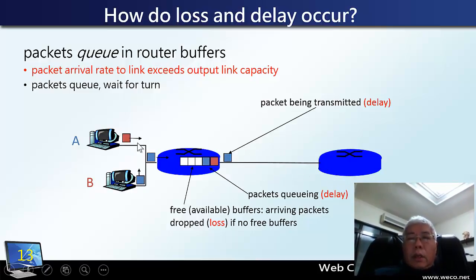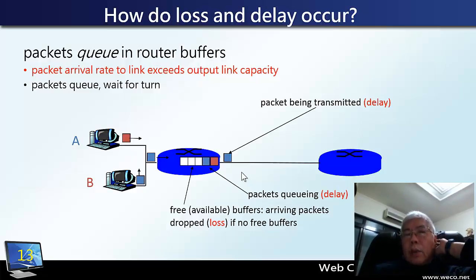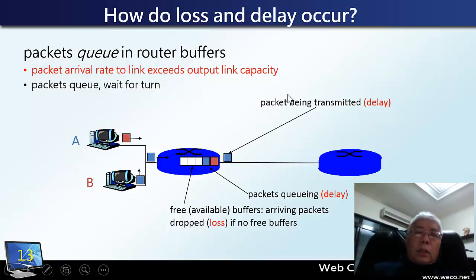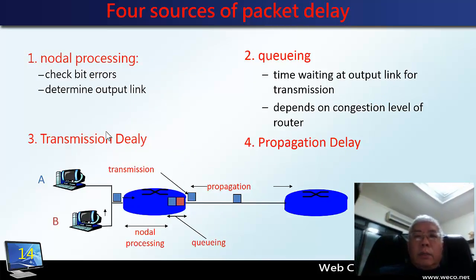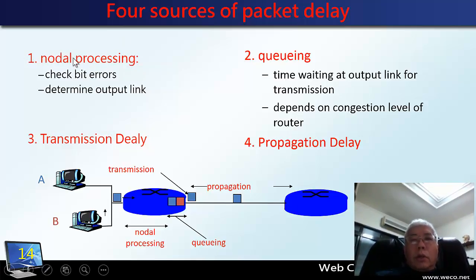Okay. Then if too many packets arrive here, because the router does not have enough buffer to keep those packets, the packets might be lost. So that's the loss and delay that might occur in a packet switching network, because the packets are sent out depending on the router's capability, and also the rate of sending to this router. So the packet delay might come from four sources.